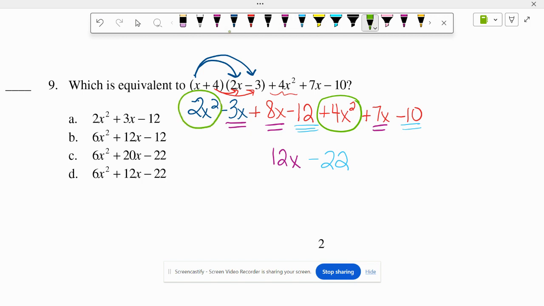Yeah, and that's actually a positive 2x squared. I know it looks like it's a negative, but it's really not. It's a positive 2x squared. So 2x squared plus 4x squared is? Okay. Is this in standard form, Matthew? No. Can you put it in standard form really quickly? Perfect. Answer choice D. Good job. Next page.